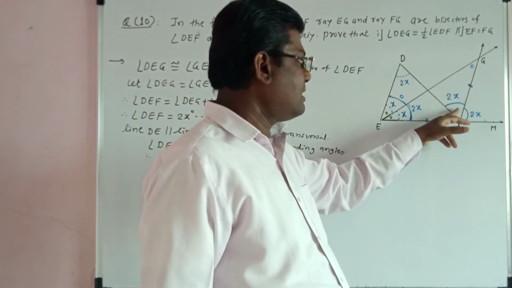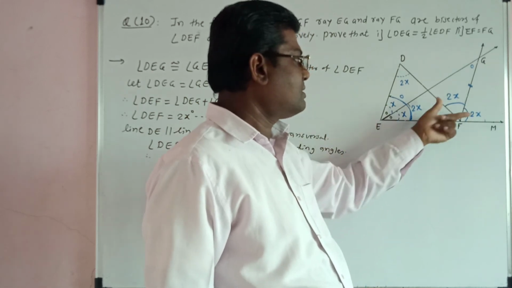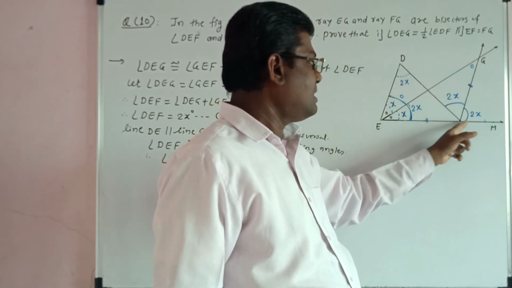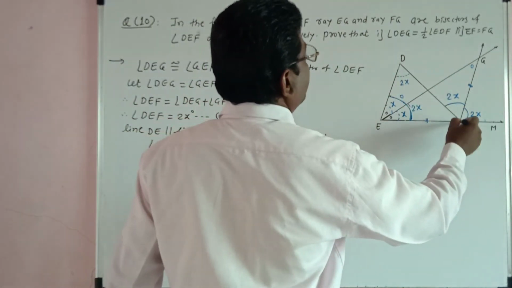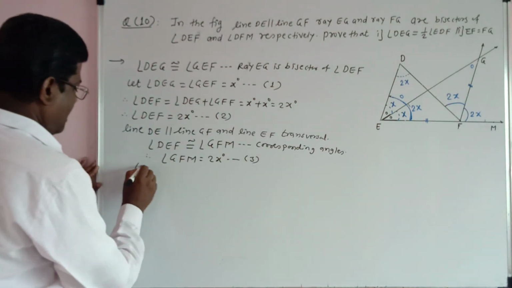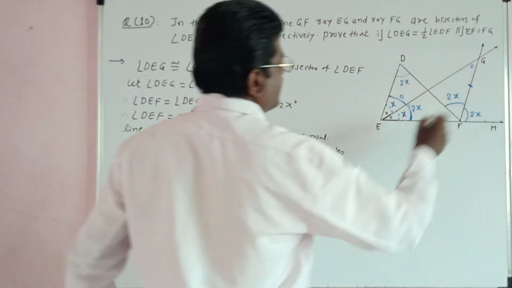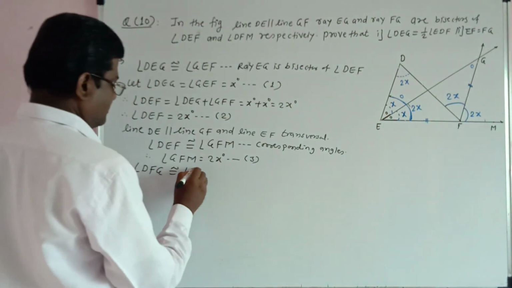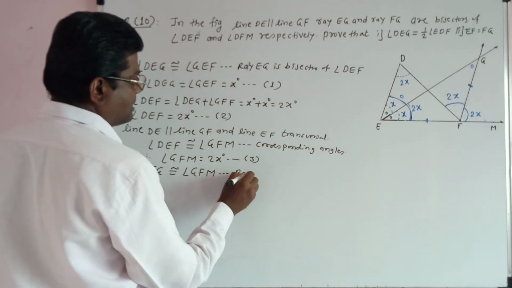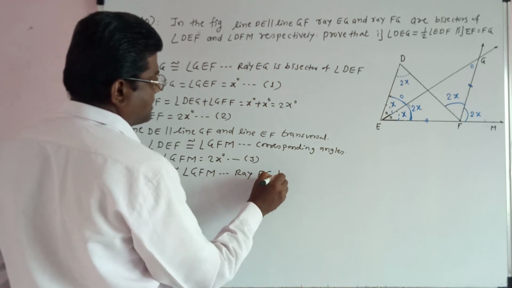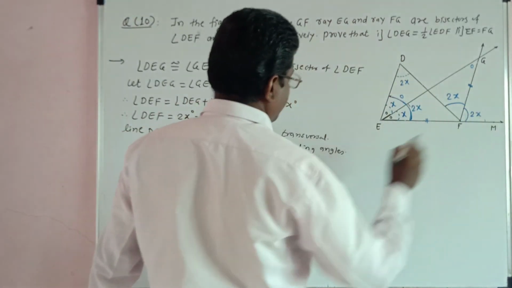Now this angle and this angle are equal because ray FG is a bisector of the angle DFM. So we write angle DFG congruent to angle GFM. Reason is ray FG bisects angle DFM.